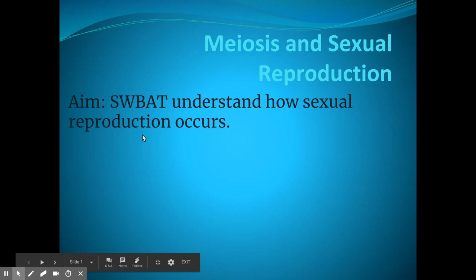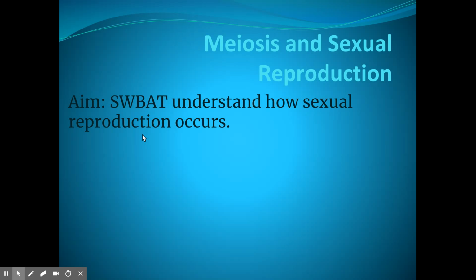So today we're going to be talking about meiosis and its connection to sexual reproduction. By the end of this lesson, you will be able to understand how sexual reproduction occurs in the human body.